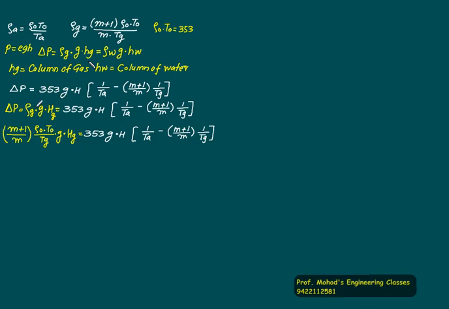We know the density of hot gas rho g is (m plus 1) rho 0 T0 upon m Tg. We will substitute this: (m plus 1) upon m, rho 0 T0 upon Tg, multiplied by g multiplied by Hg, equal to 353. Here g and g can be cancelled. Rho 0 T0 is the same as 353, so rho 0 T0 cancels with 353, and g is cancelled with g. Then Tg and the rest of the values we will substitute on the right hand side.